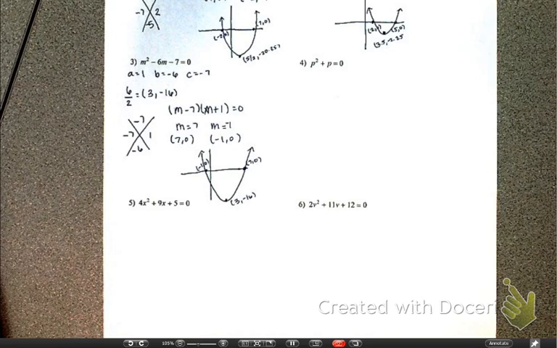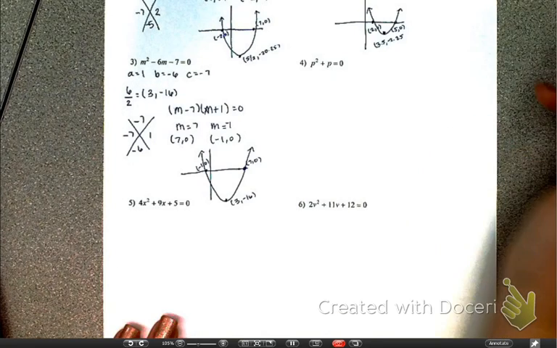Okay, so number 3 should have been the most straightforward you can get. That's what will be on your test. I will make sure that it works out nicely. There's not some crazy decimals. That's what you will see.